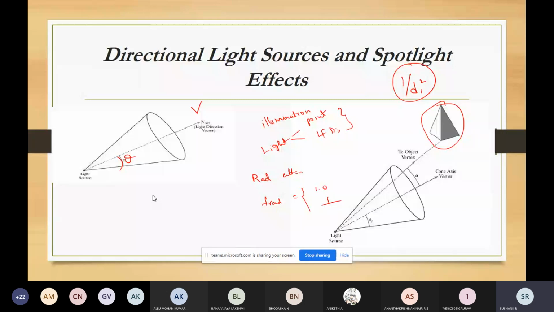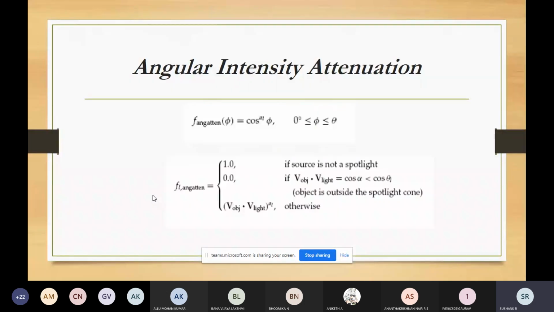Now we are talking about the angular intensity attenuation. So what is this angular intensity attenuation? Angular intensity attenuation means the light source is modified to produce a directional beam of light. Angular intensity attenuation will be obtained when the light source is modified to produce a directional beam of light.